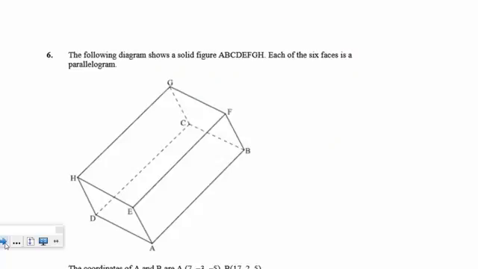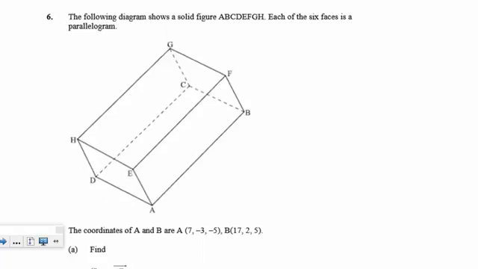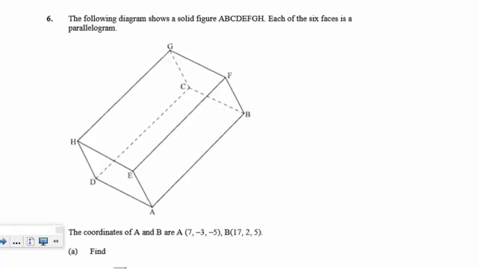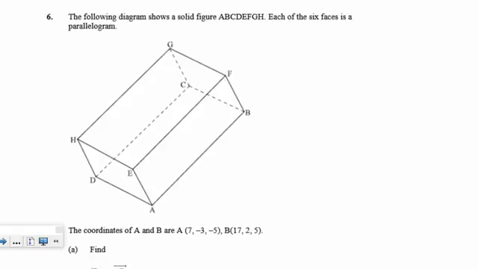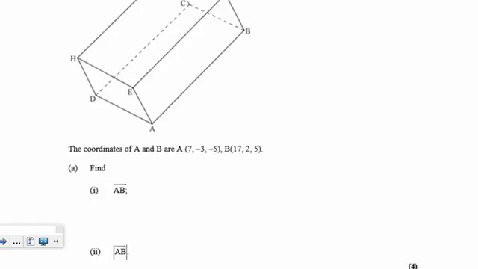I believe this is the last question, finally, because we've been at this for a while. So let's take a look at this. We have a parallelogram. Fancy. Okay, it has 6 faces. The coordinates of A and B are given respectively. Here they are, this and this. So let's figure out what the questions are.